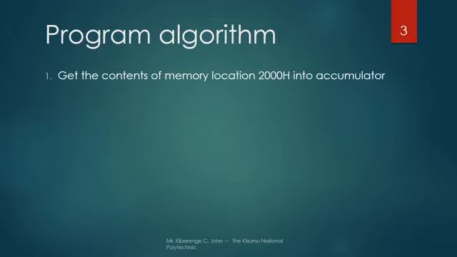So if you are to write a program on this transfer, switching between two memories, the algorithm will be like: number one, the first step, get the contents of memory location 2000 into the accumulator. Then you save the contents into register B.